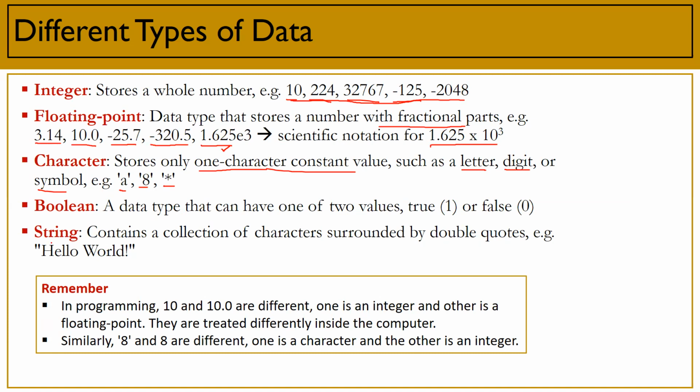Then we have the string data type, which contains a collection of characters, and they are surrounded by double quotes. For example, we have "hello world", which is a sequence of characters surrounded by double quotes.